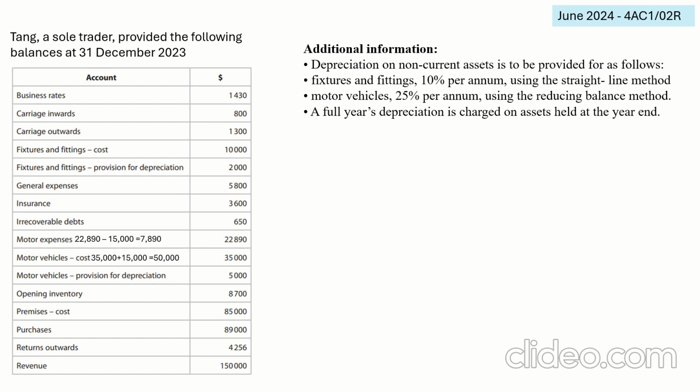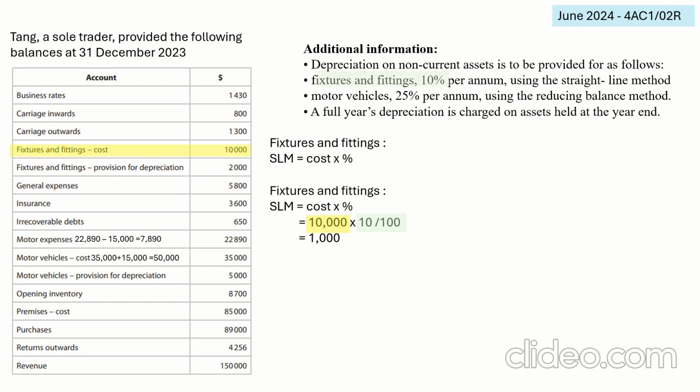Depreciation on non-current assets is to be provided as follows. Fixtures and fittings 10% per annum using the straight line method. So as you can see, the opening balance of fixtures and fittings is 10,000. Find 10% of it, which should give 1,000. This is the amount that should be transferred to the income statement for the current year under expenses.